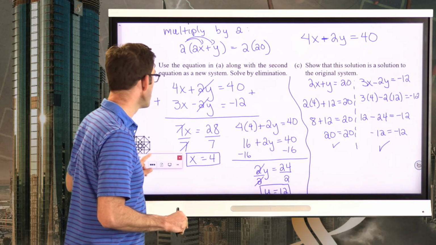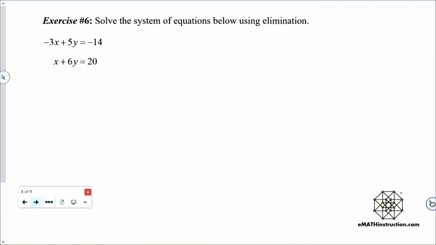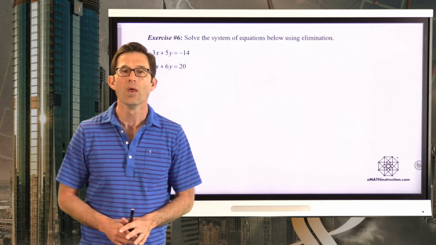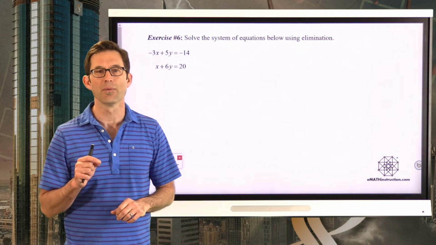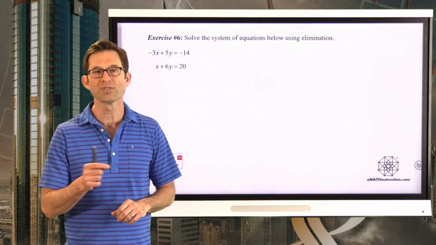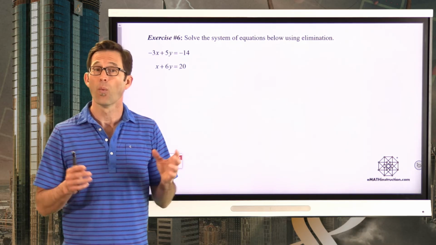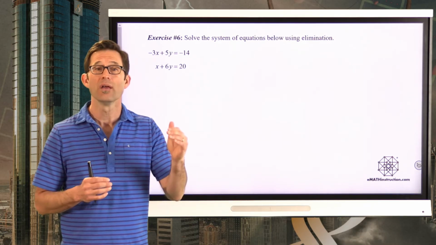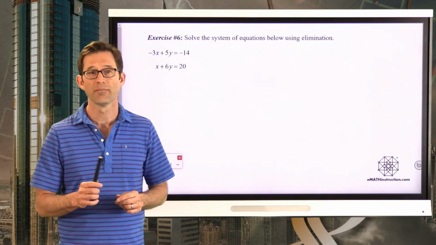So let's look at one final problem. Exercise number 6. Solve the system of equations below using elimination. Okay, great. So I want you to look at these two equations. One of the two equations, it's going to be relatively easy to multiply both sides by some number to produce additive opposites. Once you've produced that new equation, then form a new system and solve it and see what you get. Pause the video now.